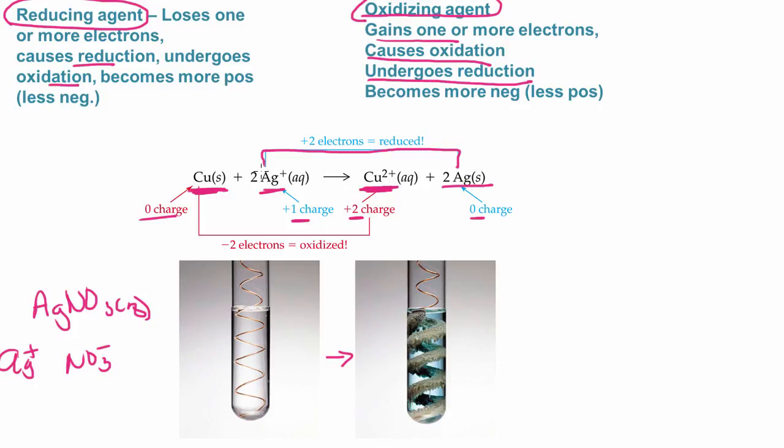So that means that silver ion was reduced. In this case here, we have solid copper, and it loses 2 electrons to become copper ion. Therefore, solid copper has been oxidized. And it turns out that solid copper is the reducing agent and silver ion is the oxidizing agent. It causes the oxidation.